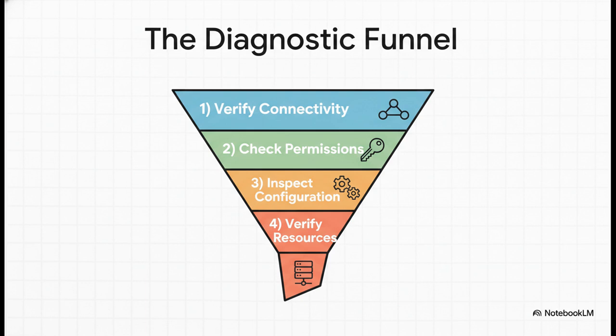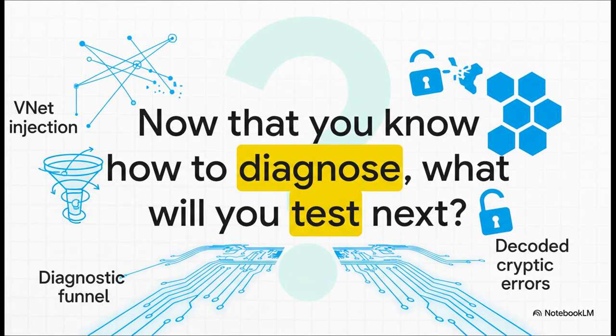So the big takeaway here is that these failures are not a black box. They're not some random, mysterious thing. Once you understand VNet injection and you have this clear diagnostic funnel, you have all the power you need to figure out exactly what's wrong and fix it fast. Those cryptic errors, they're decoded. You are in control now. So the only question left is, what are you going to go test next?